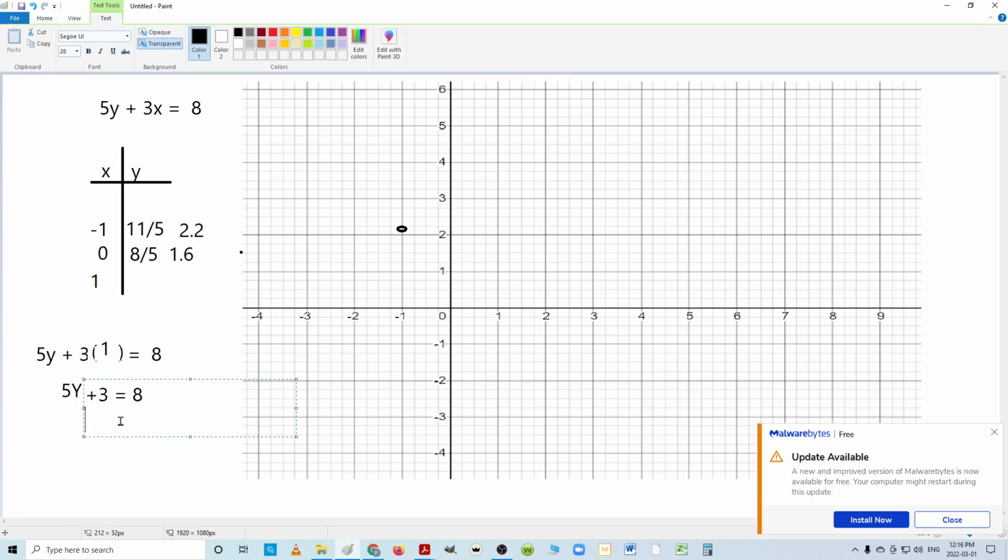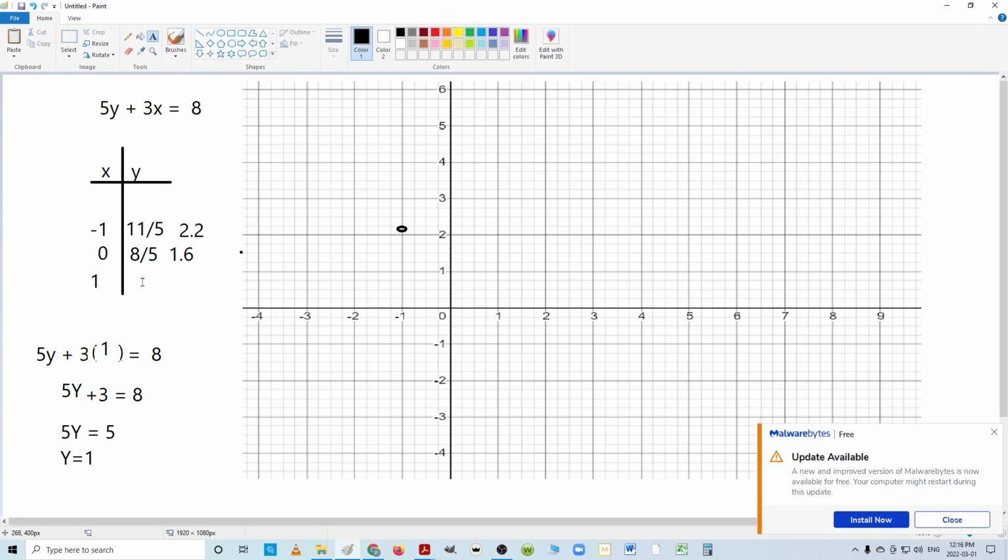Subtract 3 on both sides. You get 5y is equal to 5, and then y is equal to 1. So we discover that that one's a nice even one. By the way, I should also go back and mark 0, 1.6, and that's our y-intercept. So 1.6 is roughly there, and again, I don't have the graphs. And then finally 1, 1.